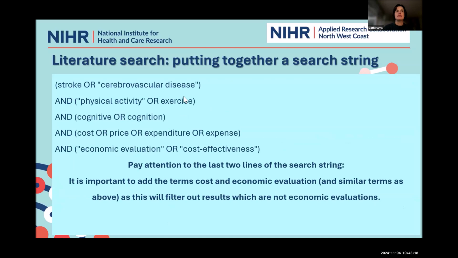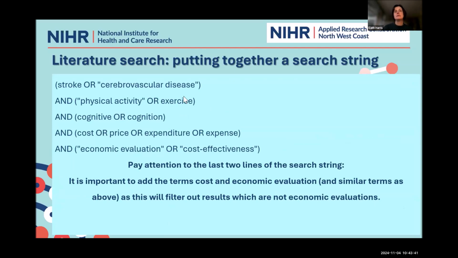So putting it together in a search string, this is what it will look like. We have stroke or cerebrovascular disease. Those are our terms for stroke, and those will be in brackets. Then we have and physical activity or exercise, again in brackets, because that's a second concept, and cognitive or cognition.